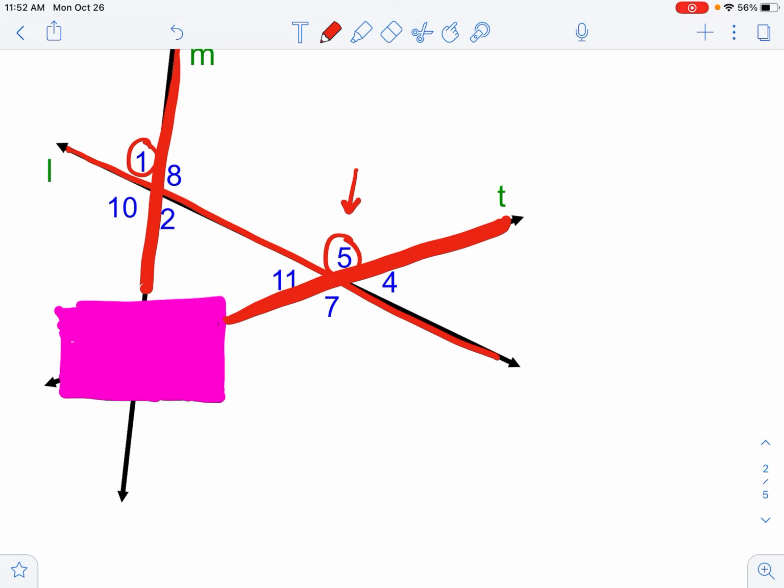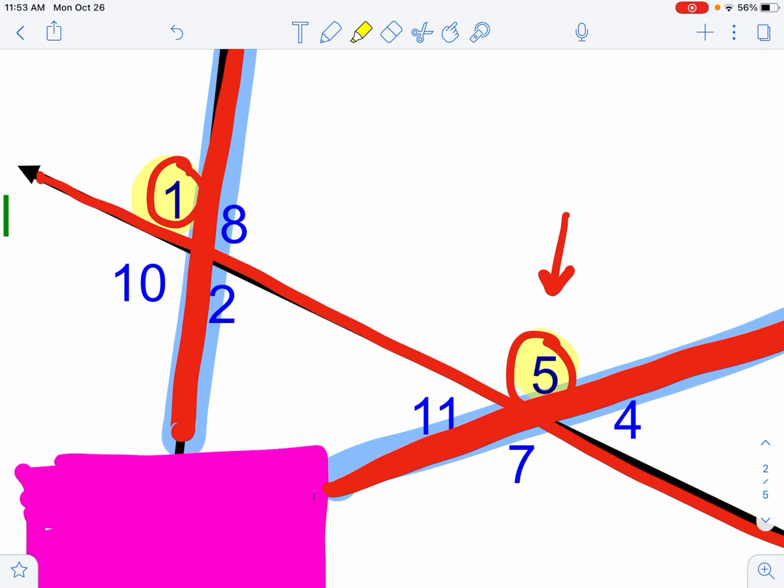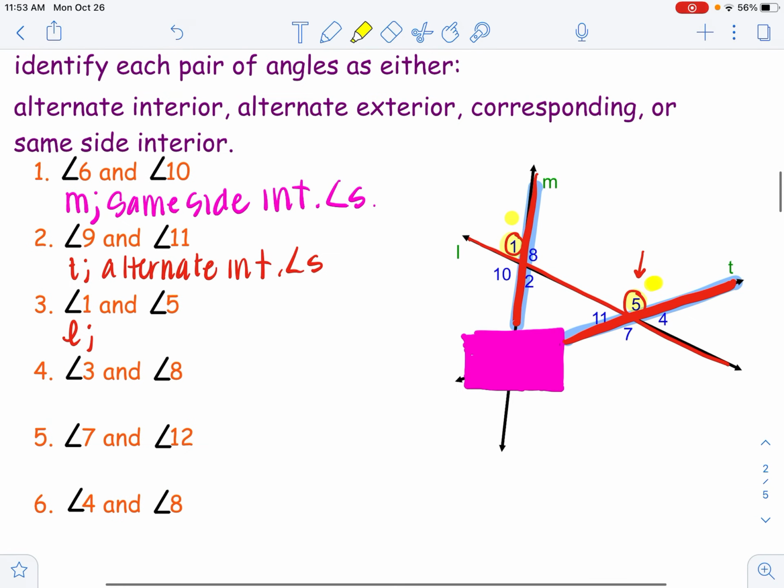All right, where is 5? Is it on the outside or inside of my double lines? Once again, I'm going to put my double lines in blue just because I can't refer to them as the red ones. 5 is on the inside, 1 is on the outside. So the word interior and the word exterior is out because I have one of each. So if that ever happens, I want to check for corresponding angles. If you look at 1 and 5, this is in the same spot as this one. This is the upper left-hand corner, and this is the upper left-hand corner. So those are corresponding angles.